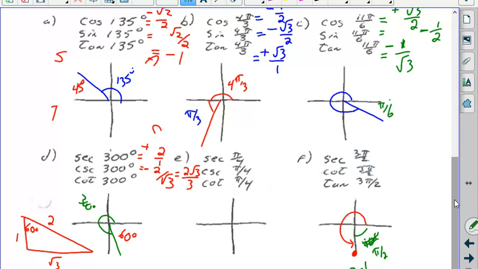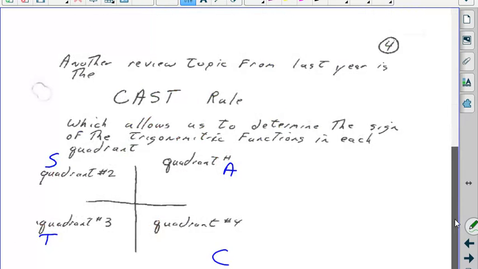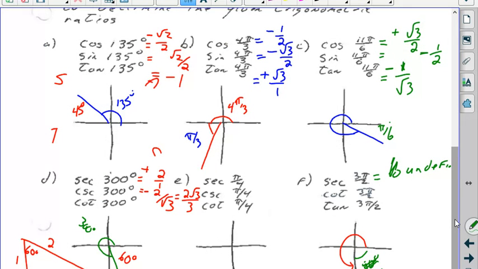So the cosine value for that point is the x coordinate. We've got secant. Well, secant is the reciprocal of cosine. What's the reciprocal of 0? 1 divided by 0. Uh-oh. Can you divide by 0? This guy, secant, there is undefined, because we have that 1 divided by 0. The reciprocal of 0 is undefined.